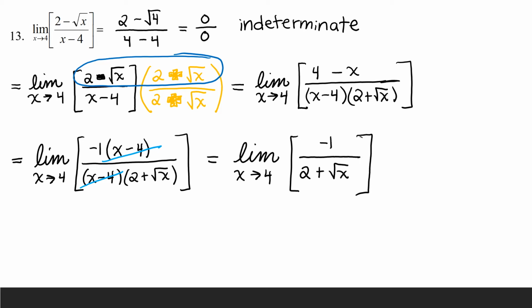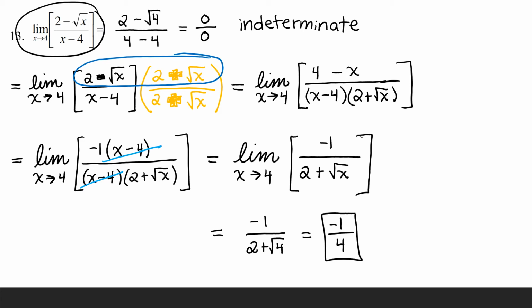And now I can use direct substitution. So this will be equal to negative 1 over 2 plus the square root of 4. So that'll be negative 1 over 2 plus 2, which gives us negative 1/4. So the limit as x approaches 4 of 2 minus the square root of x over x minus 4 is negative 1/4.